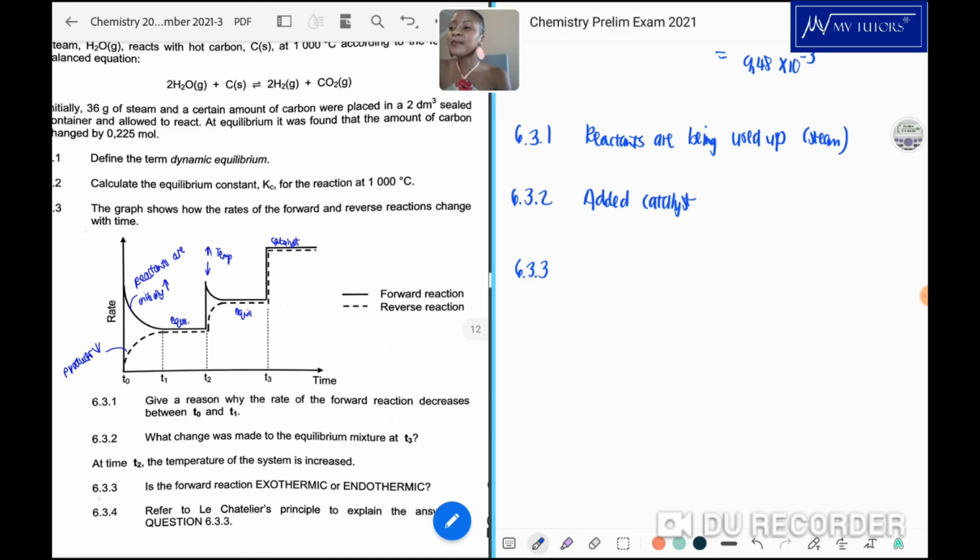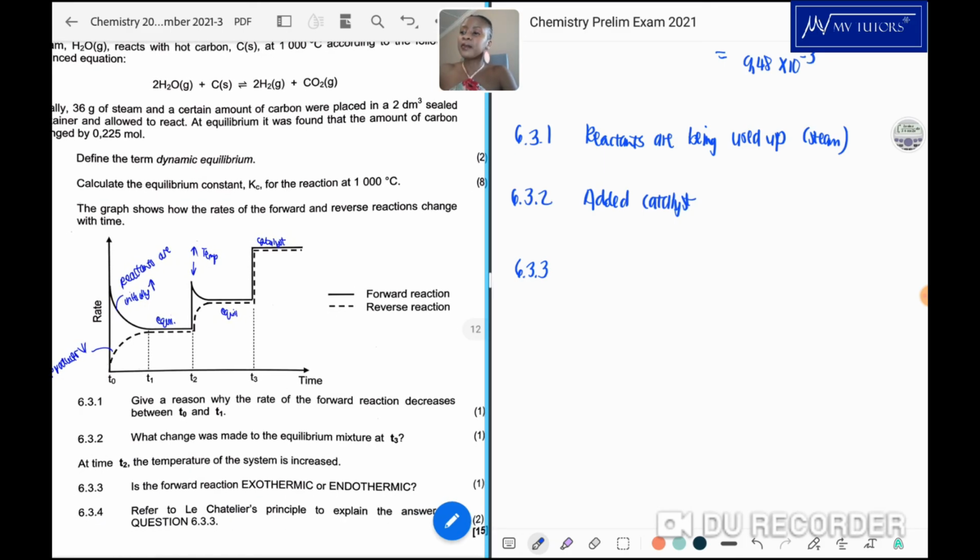Now 6.3.3 says, is the forward reaction exothermic or endothermic? Okay, guys, so if you increase temperature on your reactant side, how many marks is this? 1 mark. So if you increase the temperature and your reactants are actually increasing, then you would say it is endothermic. If you decrease your temperature and your products increased, then you would say it's exothermic. So in this case, we have an endothermic reaction.